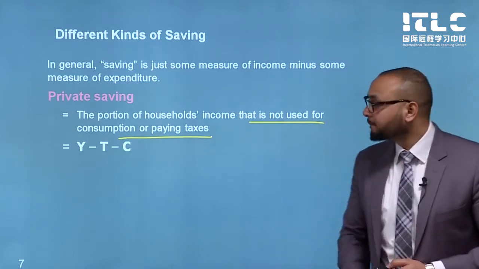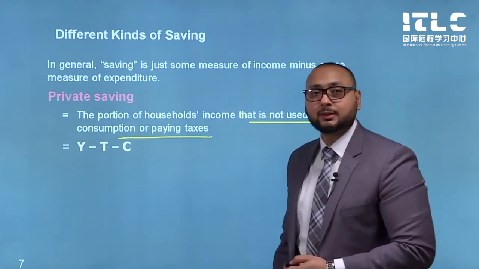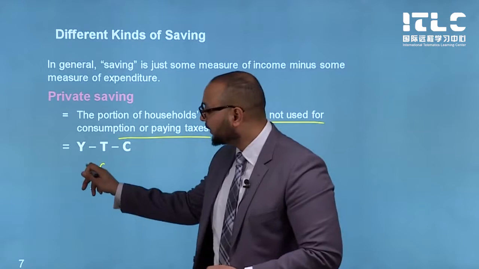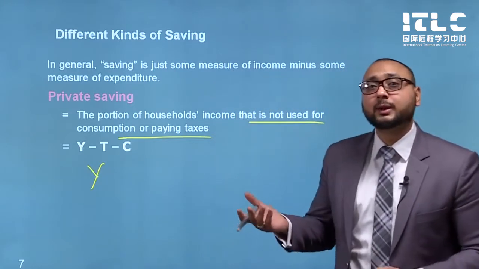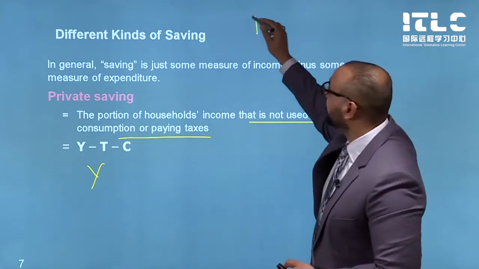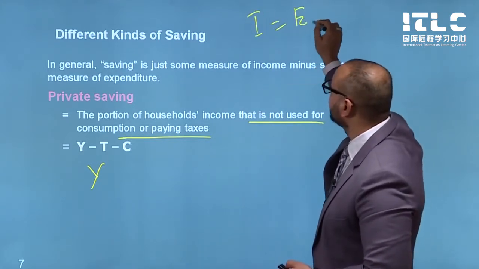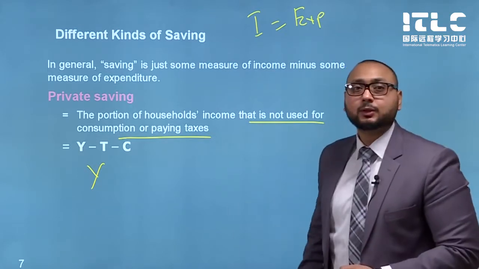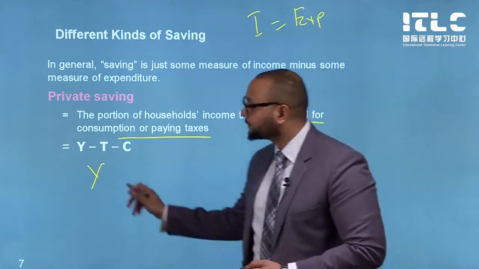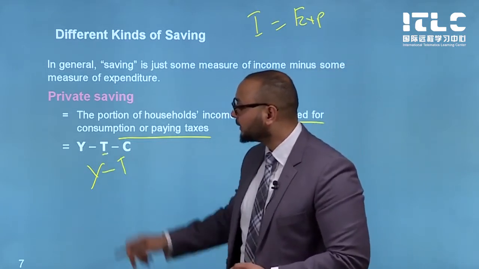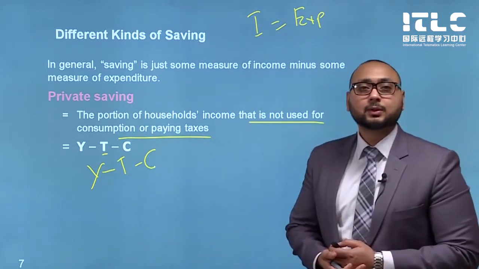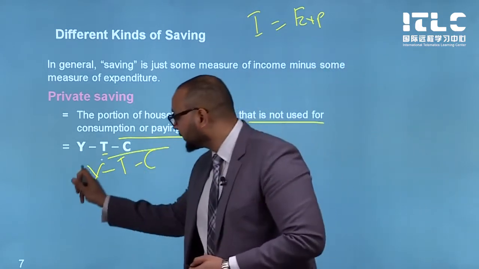So here, for private savings, if we are talking about economy-wide private saving, it means GDP. GDP is also a measure of income and expenditure. Recall our previous discussion that in a closed economy, income is equal to expenses. So GDP is also a measure of income. So income minus taxes minus consumption, we call this savings.